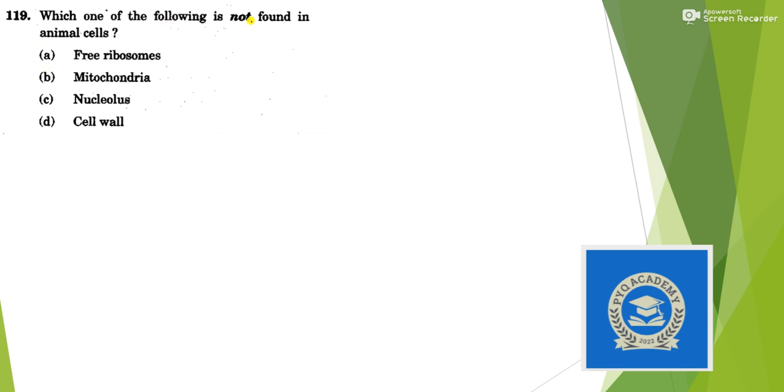Which one of the following is not found in animal cell? The basic difference between plant cell and animal cell is the presence of cell wall in plant but not in animal. So in animal, cell wall is absent. That's why our answer is option D. Okay.